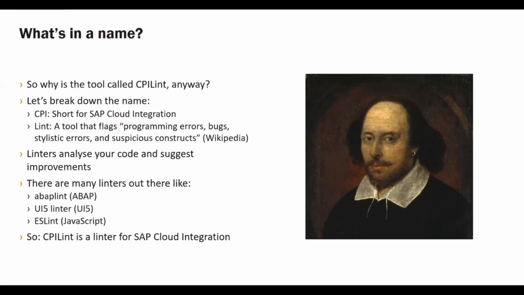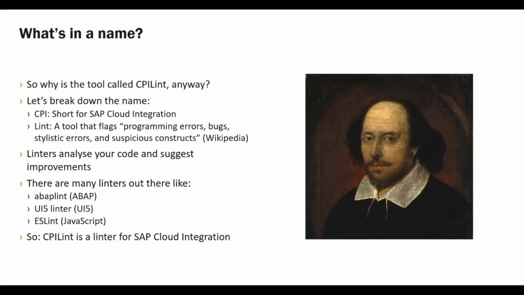I'll get to a demo in just a moment, but before that, I'll talk a little bit about the name. Why is it called CPI Lint? Anyway, you can break it down into CPI, short for SAP Cloud Integration, and Lint, or a linter, which is a tool. I just copied the Wikipedia definition here. It flags programming errors, bugs, stylistic errors, and suspicious constructs. So it's basically a tool that analyzes your code and comes up with suggestions for improvements.